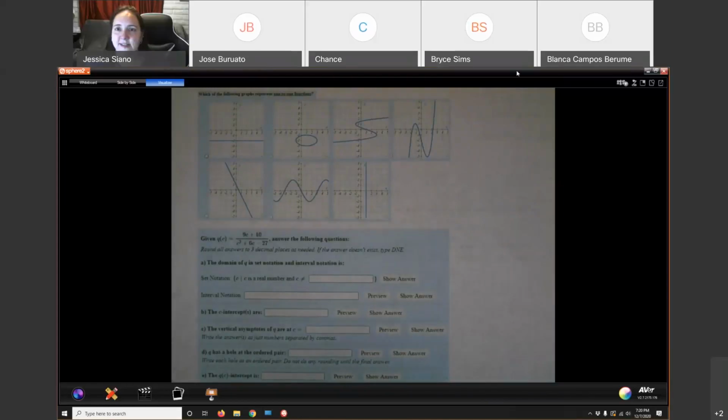So this is the first session for our final exam review. So let's take a look at it. We're going to start here with what is a one-to-one function.